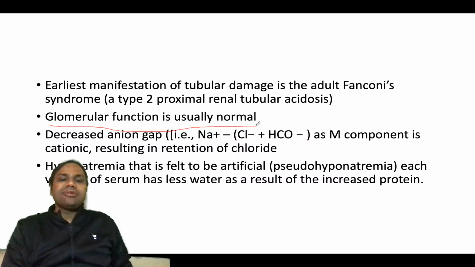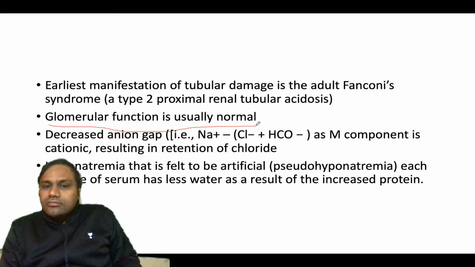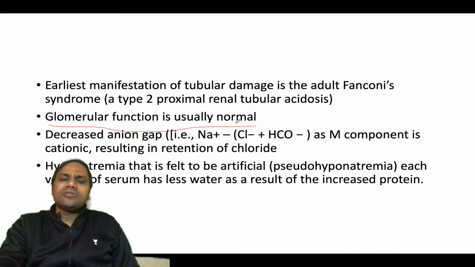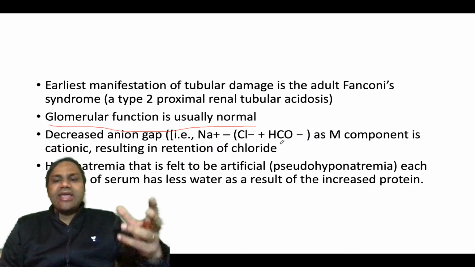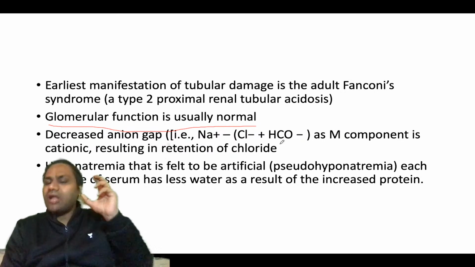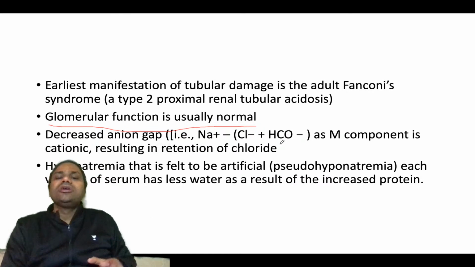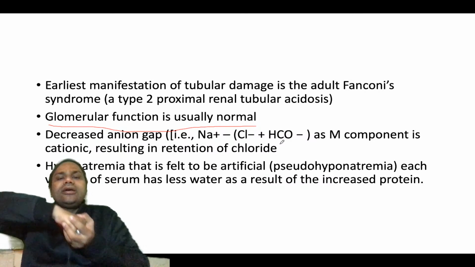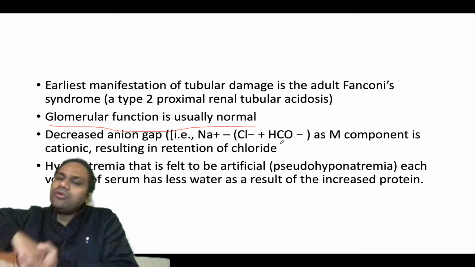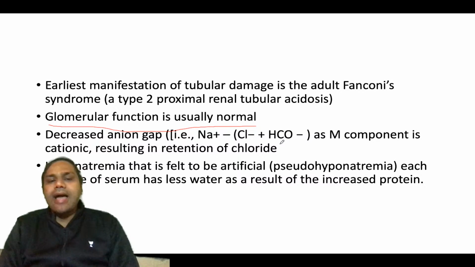Why does the anion gap decrease? Anion gap is basically total cationic properties minus anionic properties. The total cationic is sodium, and the total anionic is chloride and bicarbonate. Now see, M protein, the M component or gamma protein, is basically cationic. So this cationic protein will try to retain the chloride, and sodium will go out. Hence the anion gap will decrease.